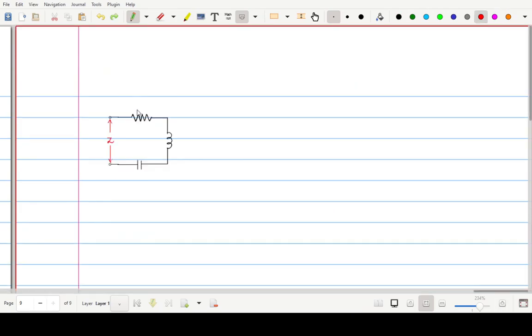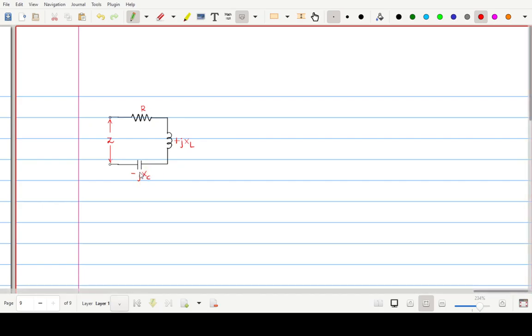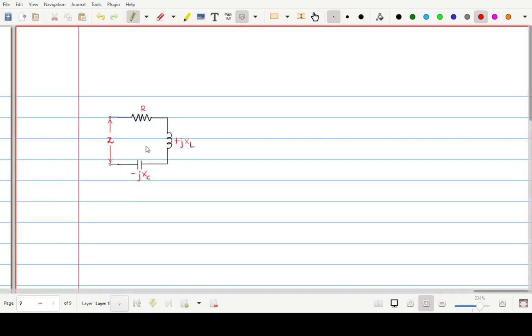So friends, suppose you are having an RLC combination, then we can represent this as R, this as plus JXL, and this as minus JXC. So this is the representation of a circuit using complex algebra or complex notation. Now suppose I want to measure impedance of this circuit. That will be indicated by Z.